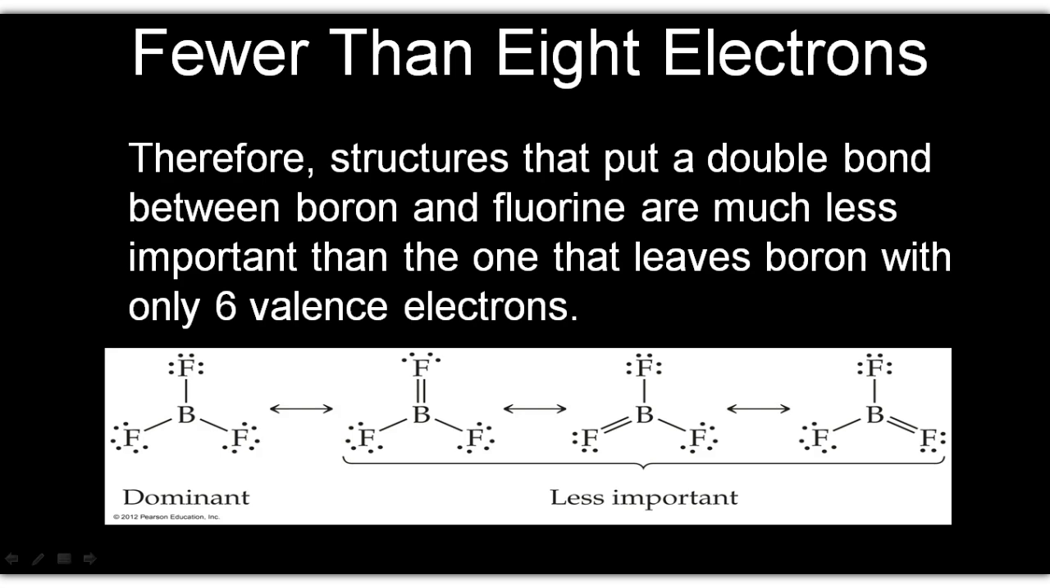So more likely what you're going to have is boron with not a full octet of electrons. It only has 6. In the other scenarios in which we had boron with 8, those are not as favorable because it's more stable to have fluorine with a full octet and boron with only 6. So it doesn't have a full octet.